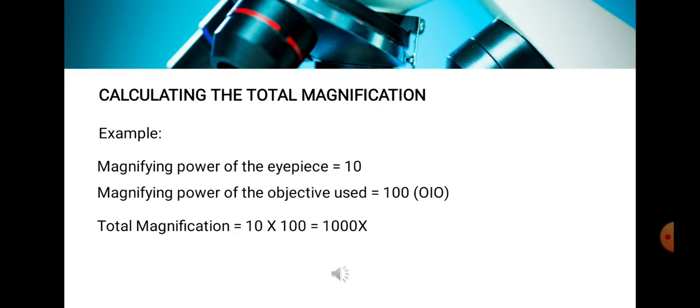Okay, let us have an example. The magnifying power of the eyepiece is 10, and the magnifying power of the objective used is 100, which is our oil immersion objective. Therefore, to solve for it, total magnification is equal to the magnifying power of the eyepiece multiplied by the magnifying power of the objective used, or 10 times 100, that is equal to 1000 times. Therefore, the specimen in focus is magnified 1000 times its actual size using the oil immersion objective.